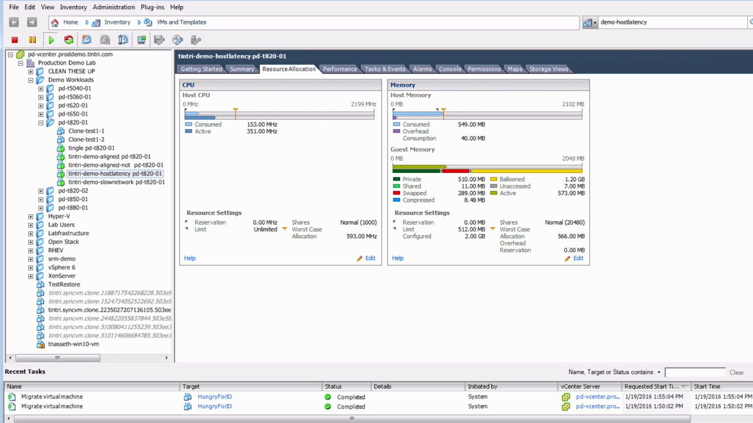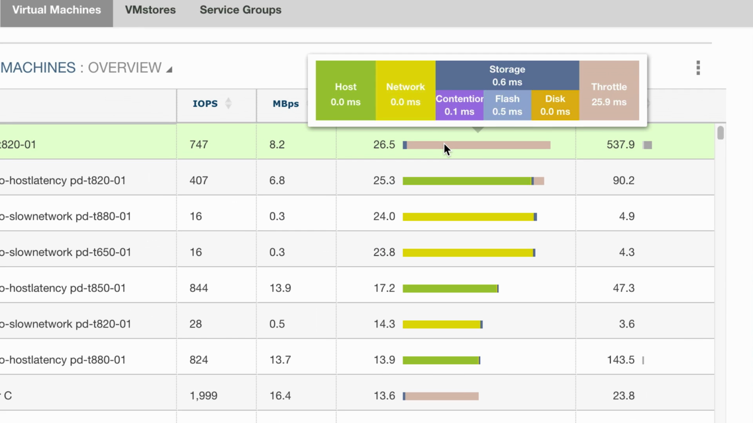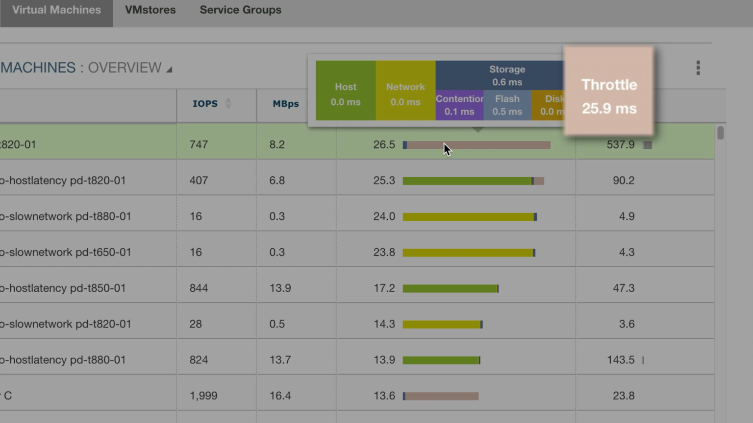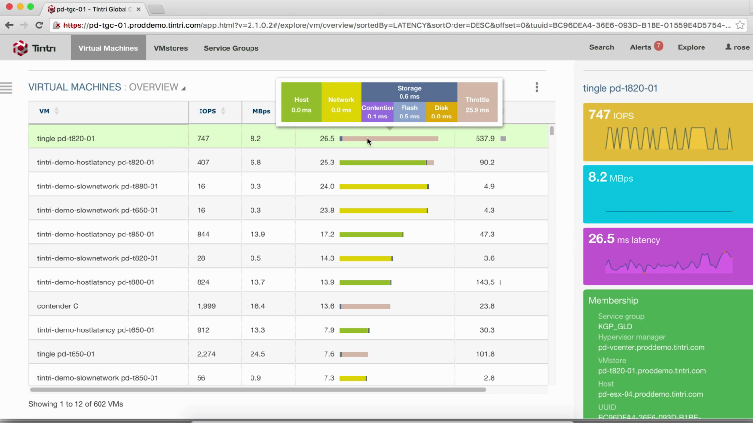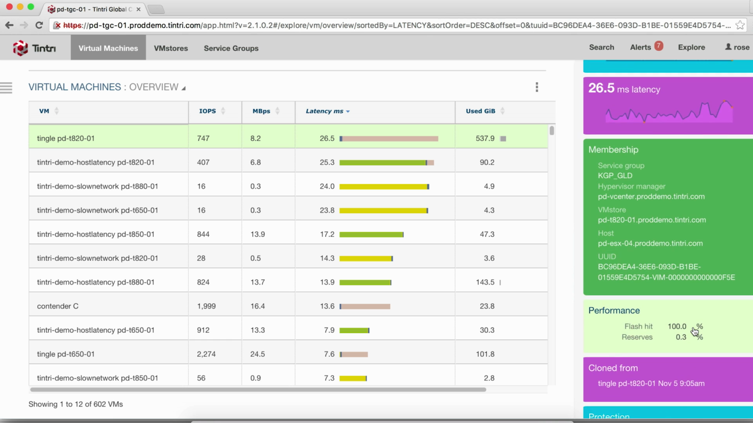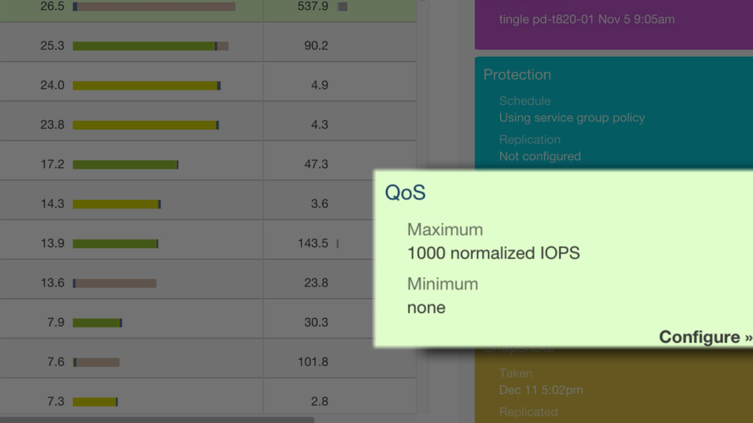Now let's take a look at a second VM and see what the latency issue is. So in the second VM, let's pick this one. Here we see that the main latency component is throttle, giving about 25.9 milliseconds. Now we know that this is expected if someone has set up a QoS policy to limit the maximum IOPS of this VM. Let's double check that we do indeed have a QoS policy set. So looking down here, we can see, yes, indeed, there is a QoS policy set capping this VM's IOPS at 1,000 normalized IOPS.